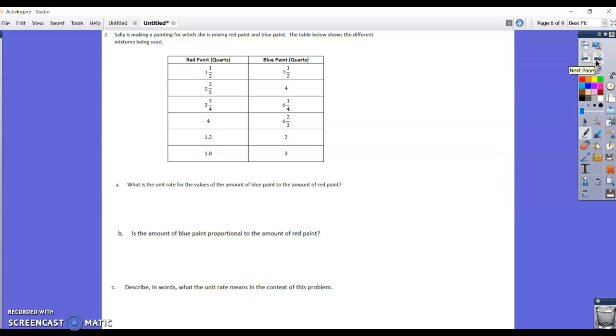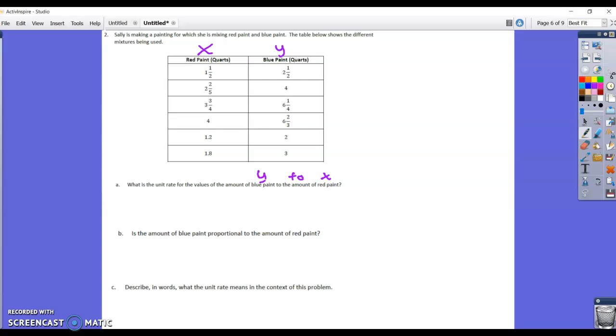Sally is making a painting for which she is using red paint and blue paint. The table below shows the different mixtures being used. Okay, so we have a table. We're assuming this is X and this is Y in a table. What is the unit rate for the values of blue paint to red paint? So this to this. So the blue paint is your Y, the red paint is your X. What is the unit rate?